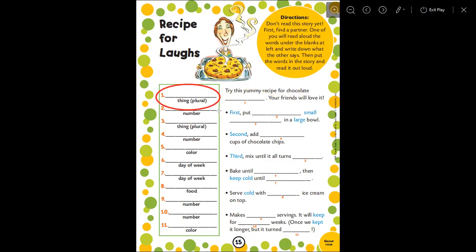Okay? Number one, a thing. Write something. Try this yummy recipe for chocolate. Think of a thing. Chocolate cookies, maybe chocolate chips. Can you write it down? Try this yummy recipe for chocolate chips, number one.